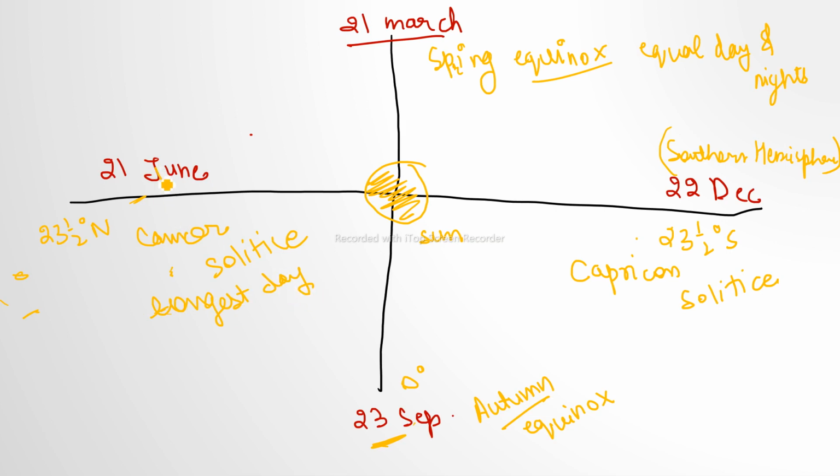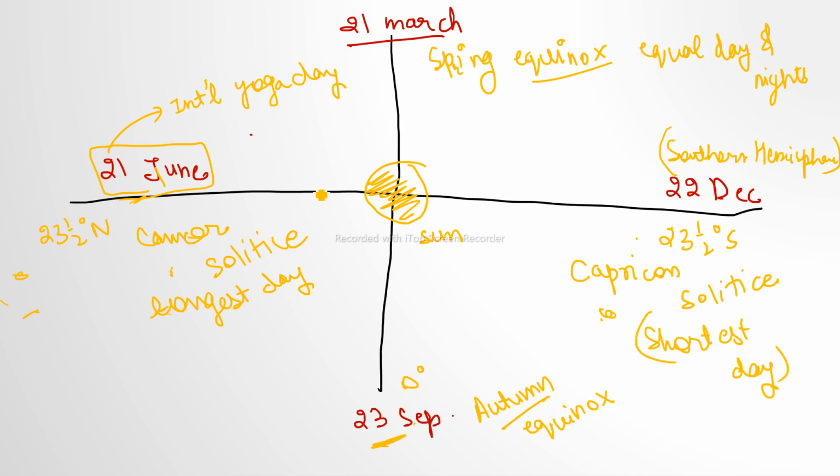Another importance of 21st of June, if you have noticed, is that it is International Yoga Day. So you can remember the importance of 21st of June: it is the longest day. And in opposition, it is going to be the shortest day. That's why I've made this chart to show you two extremes of equinox as well as solstice. I hope this much is clear to you guys. You need to remember the dates of 21st of March, 21st of June, 22nd of December, and 23rd of September.